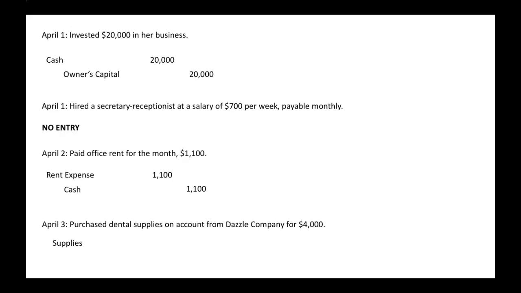And then how did we pay for these supplies? Well, it tells us that it's on account. So that on account is telling us that we're going to pay for it later. So we will credit our accounts payable. And we'll just toss in the 4,000 there as our amounts.